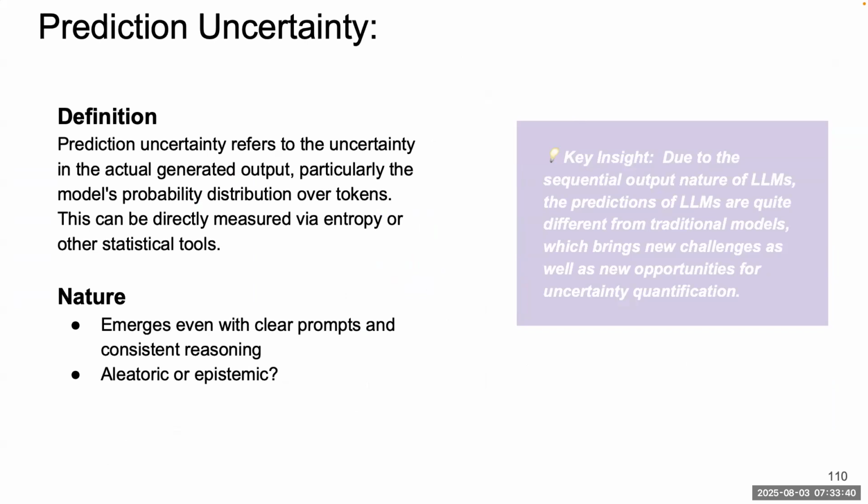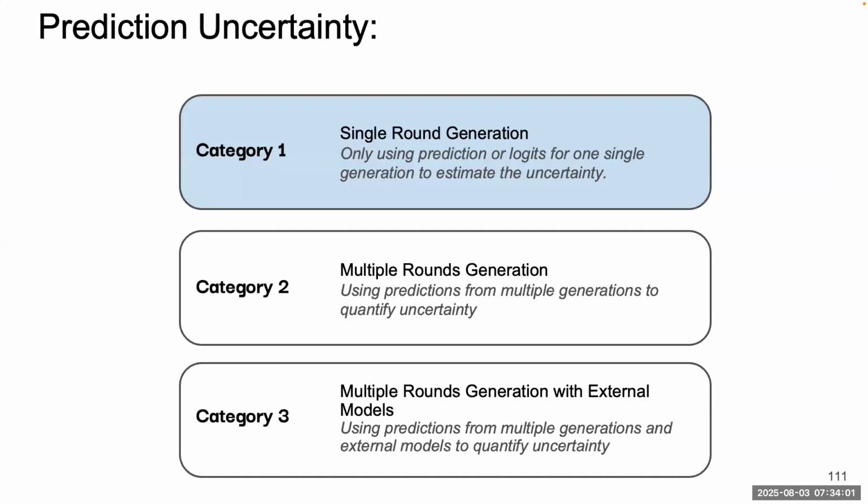Okay, so given this idea, they define prediction uncertainty as the uncertainty directly measured from the output of the LM. One key insight we'll see in this direction is that the sequential output nature of LMs brings new challenges, but also new opportunities for uncertainty quantification. The first category of methods for prediction is single round generation. If you do not do multiple samplings, you just have one sequence generated, how can you estimate the uncertainty?